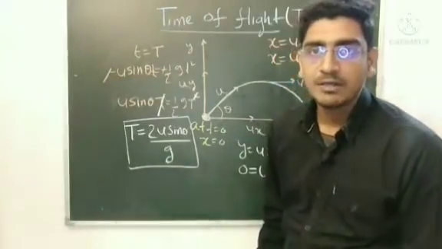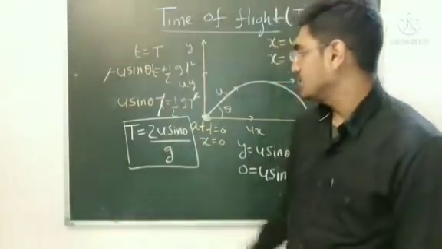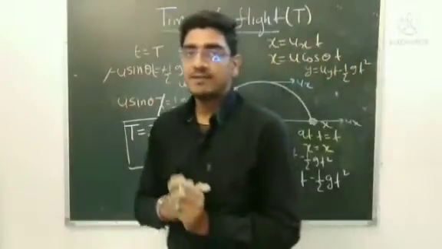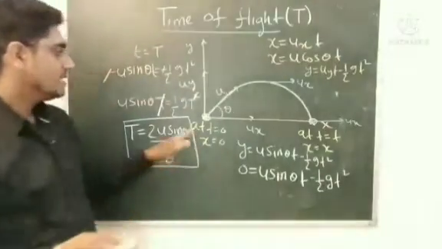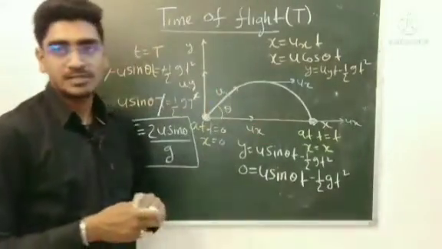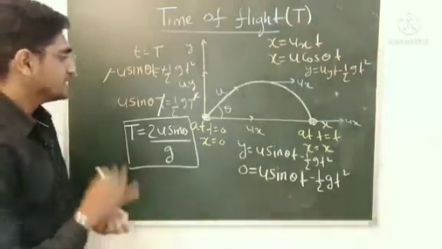This is the expression for time of flight of the projectile. T equal to 2u sin theta by g. This we call the time of flight of the projectile, that is, the total time required for the projectile to return back to the ground once again. This is the time of flight for the projectile. Okay, this is our first term.